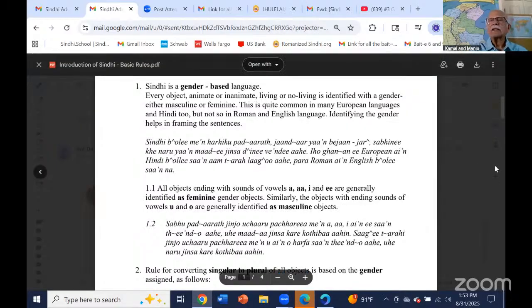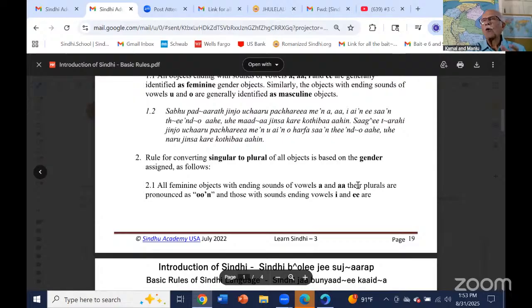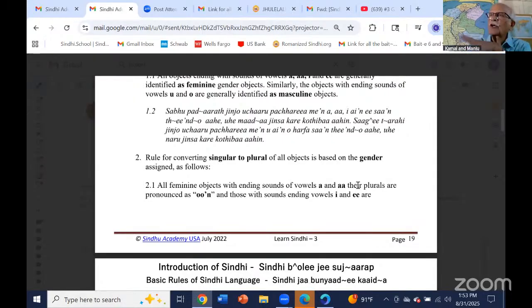Now, in the same gender-based objects, how do you make singular to plural? I gave you examples of all singular items in which A, E was applied, U, O was applied. They were all singular. So you have to find out the gender based on the singular object, how it is pronounced. Because once you go to the plural of that object, the sound changes.